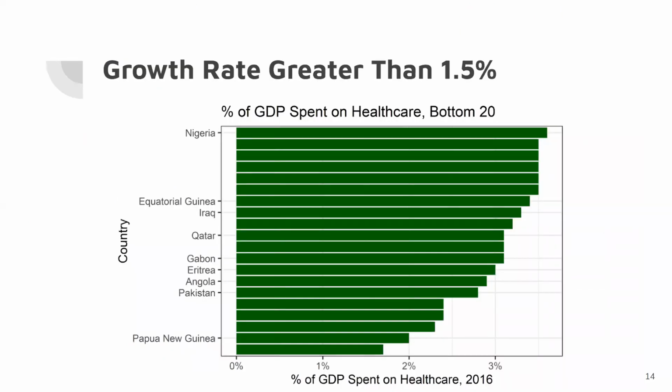As shown on the previous graph, we have the 20 countries with the smallest percentage of their GDP spent on healthcare. Now, only the countries with a growth rate of greater than 1.5% are labeled on the y-axis. 9 of the 20 countries are still labeled, showing how many countries that don't spend a significant percentage of their GDP on healthcare also have a pretty high population growth rate. This reinforces the idea that healthcare spending strongly influences a population's growth rate.